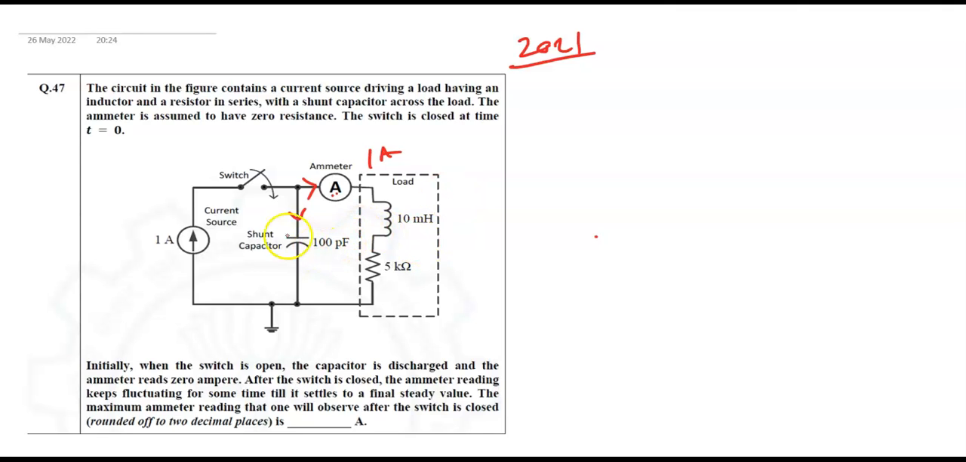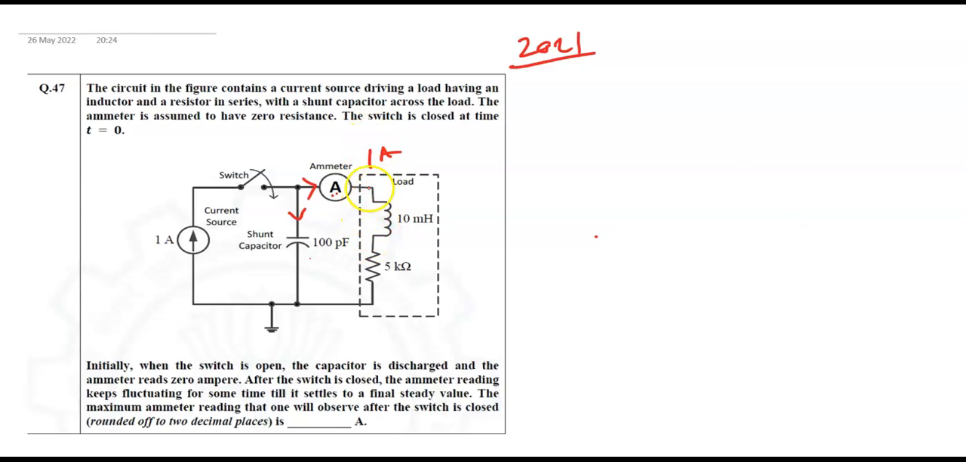So when the switch is closed, the capacitors, inductors and resistors, along with the current source, form a circuit. That means a second order circuit, because you know that there are two storage elements of different kinds, so it will be a second order circuit. And it is asking what will be the maximum ammeter reading.